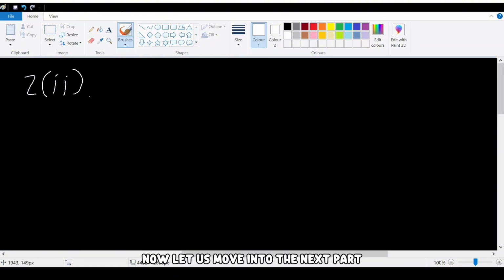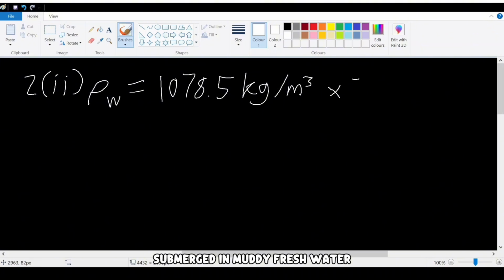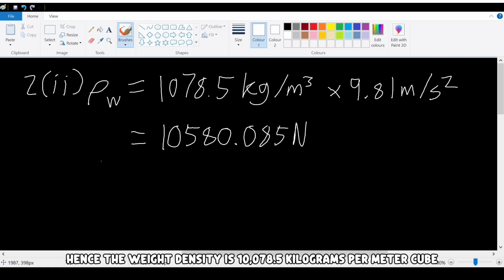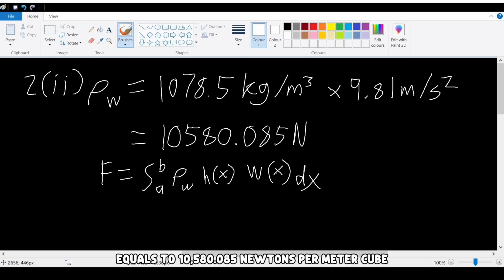Now, let us move into the next part, the condition where the base of the box is at the depth of 7 meters submerged in muddy fresh water. As we mentioned before, the density of muddy fresh water is 1078.5 kilograms per meter cube. Hence, the weight density is 1078.5 kilograms per meter cube multiplied by 9.81 meters per second square, which equals 10,580.085 newtons per meter cube.